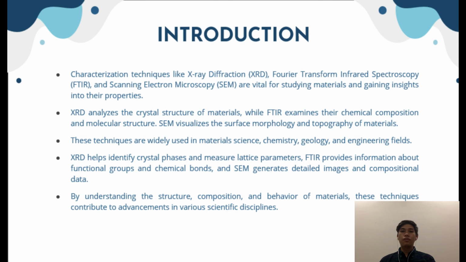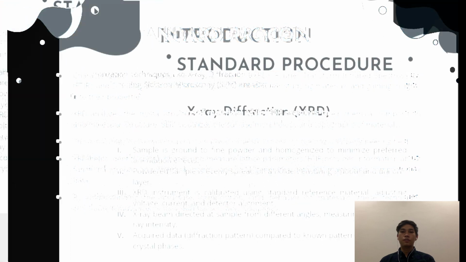XRD helps identify crystal phases and measure lattice parameters. FTIR provides information about functional groups and chemical bonds, and SEM generates detailed images and compositional data. By understanding the structure, composition, and behavior of materials, these techniques contribute to advancement in various scientific disciplines.